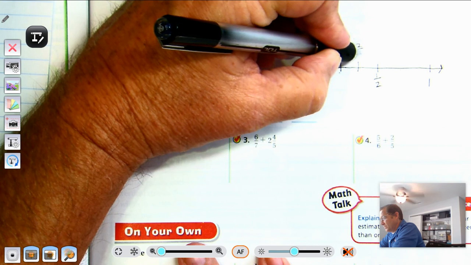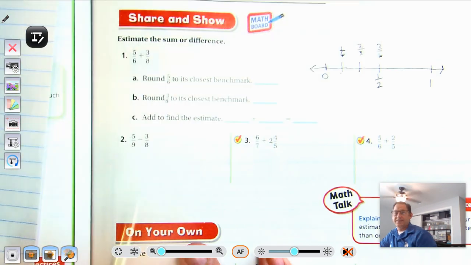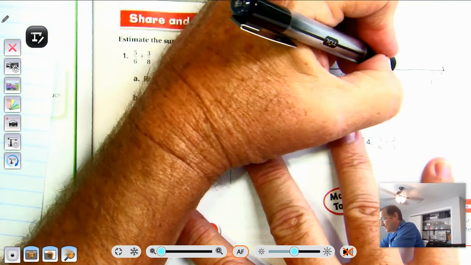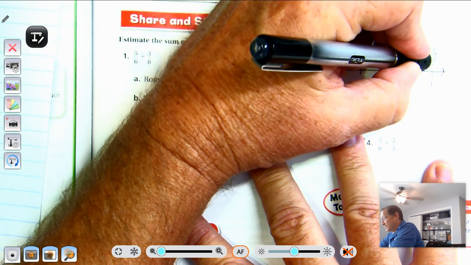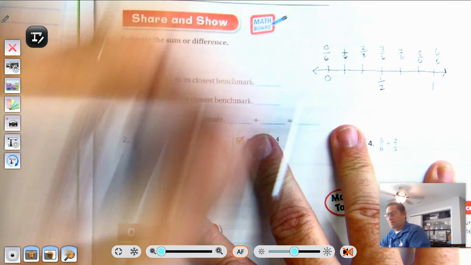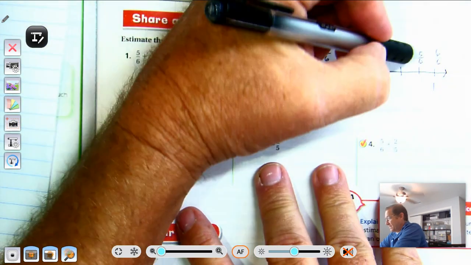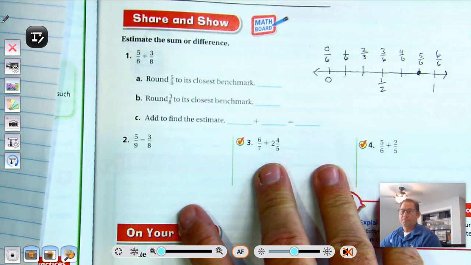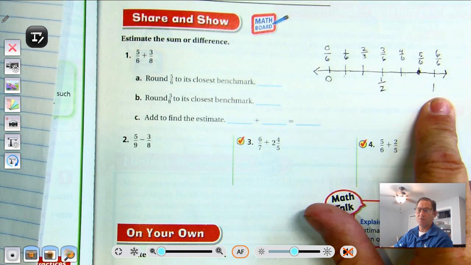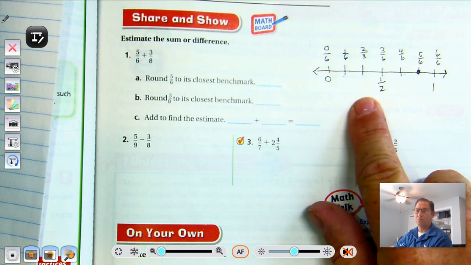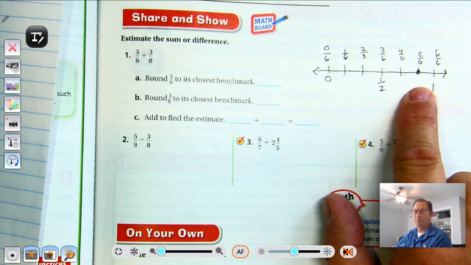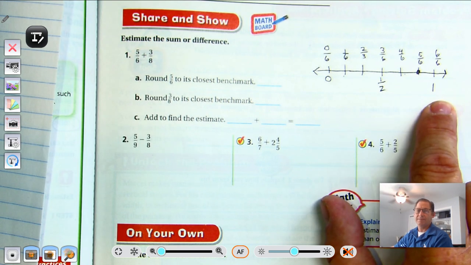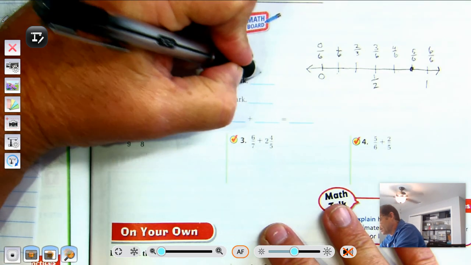1/6, 2/6, 3/6, which is the same as 1/2. 4/6, 5/6, 6/6. All right. So then let's look at 5/6. 5/6 is right there, right? Well, 5/6, that's clearly closer to 1, right? Than it is to 1/2. We'd have to go back 2 to get to 1/2, and we only have to go forward 1 to get to 6/6. So 5/6 is closest to 1.